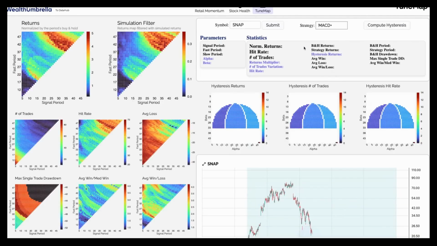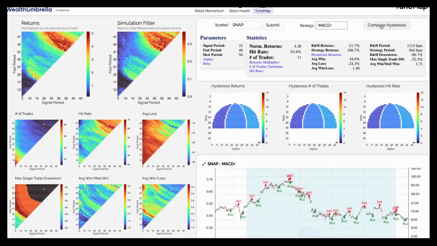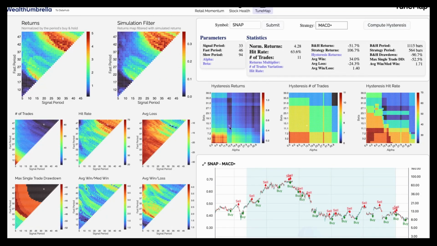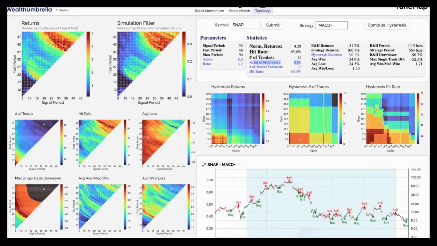I guess there's the MACD. When you compute the MACD, there are also values here that are updated. Return multiplier is simply the new return computed as a multiplier of the normalized return. So you can see it here. Actually, we went from 106% to 96, and that's the multiplier between both values. Trade variation is the number of trades that are removed or added by using the asterisk. It should never really happen to add. And finally, the hit rate updated from the modification.